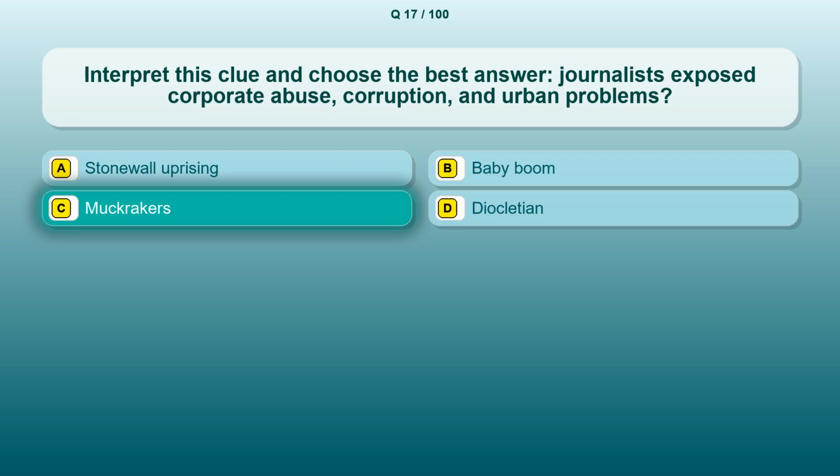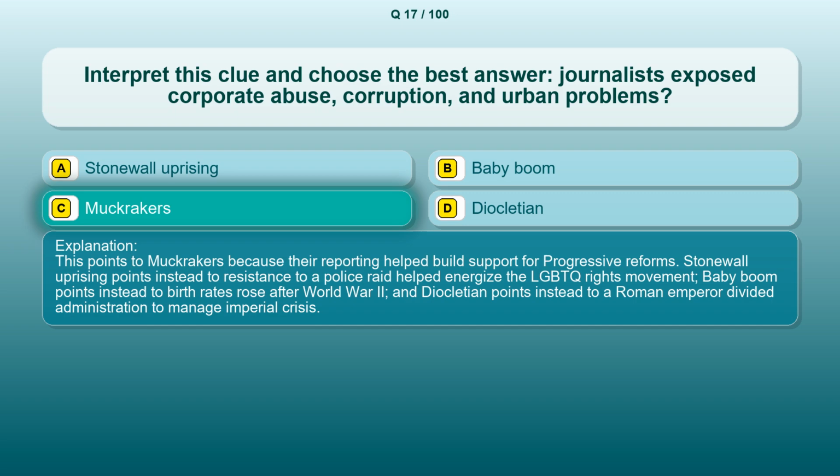The correct answer is option C, Muckrakers. This points to muckrakers because their reporting helped build support for progressive reforms. Stonewall Uprising points instead to resistance to a police raid helped energize the LGBTQ rights movement. Baby Boom points instead to birth rates rose after World War II, and Diocletian points instead to a Roman emperor divided administration to manage imperial crisis.